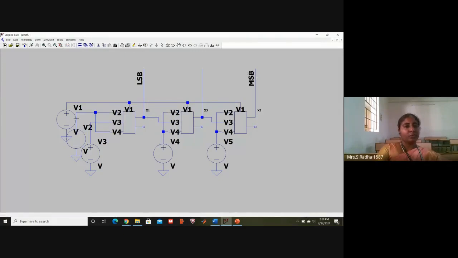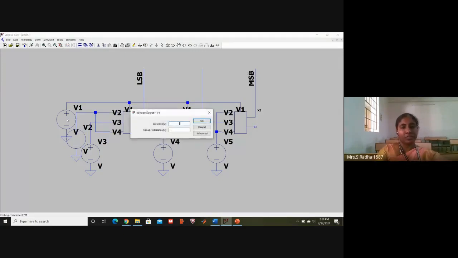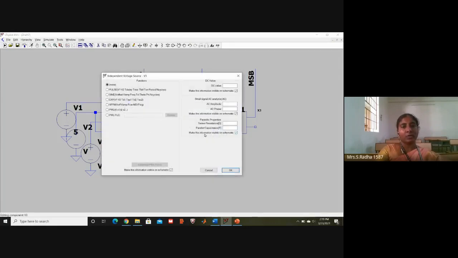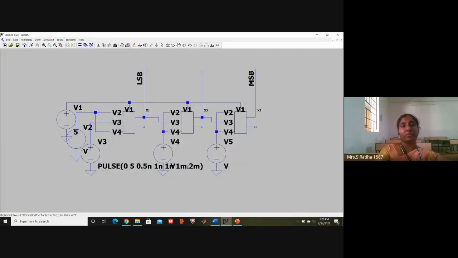Now what I am going to do, this is VDD. I am going to give straight away 5 volts for VDD for activating all the flip-flops. This is the clock. Center one is the clock. I am going to advanced and then pulse. This is 0 followed by 5 and the delay is 0.5 nano. Rise time, fall time. On time I will take 1 milli, time period 2 milli I will take. This is for clock. You remember 2 milli I have given for clock.